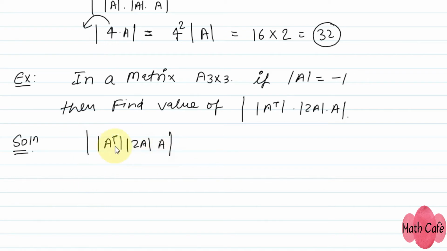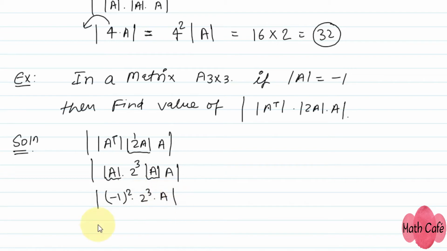As we know, the determinant of A transpose can be expressed as the determinant of A, and we can take 2 outside of this determinant, so this will be in the form of 2 raised to n, where n is the order of the matrix, that is 3. So we will be left with the determinant of A and finally A. The determinant of A is given as minus 1, so minus 1 whole square multiplied by 2 raised to 3 and multiplied by the determinant of A.